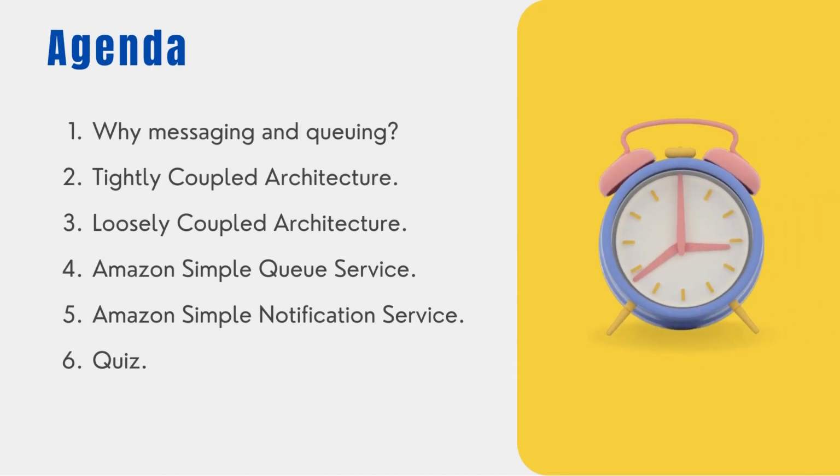This is the agenda for this video. First, we will see why messaging and queuing is important or why it is needed in your business. Then, we will talk about tightly coupled and loosely coupled architecture. Then we will see AWS messaging and queuing services, Amazon Simple Queue Service or Amazon SQS, and Amazon Simple Notification Service or Amazon SNS. At last, we will have a quiz and also we will see answers to the previous quiz. If you have not watched the previous video, you can watch it by clicking the I button above. So, let's start.